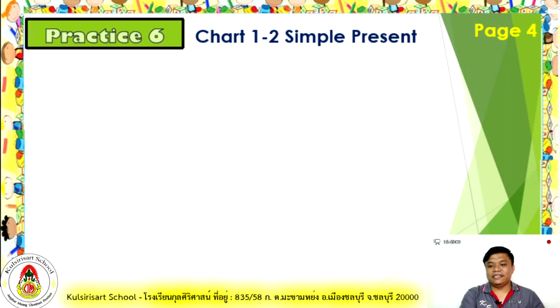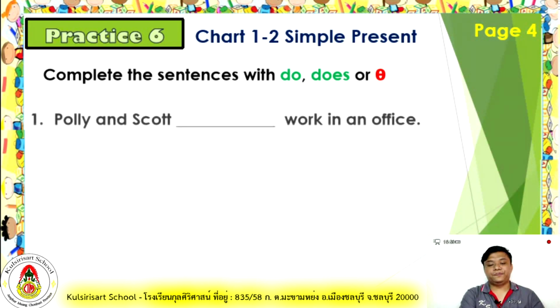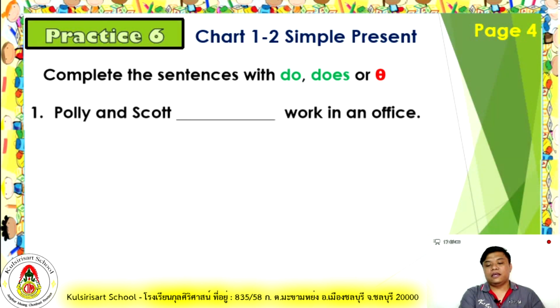Practice number 6. Simple present. Complete the sentence with do, does, or this sign, 0. Number 1, if the sentence is correct, put the 0 sign, okay? But if it's wrong, you should add do or does. You should choose either of the two, do or does. But if it's correct already, put number 0 in the blank, okay? For example, number 1, Polly and Scott. Blank work in the office.